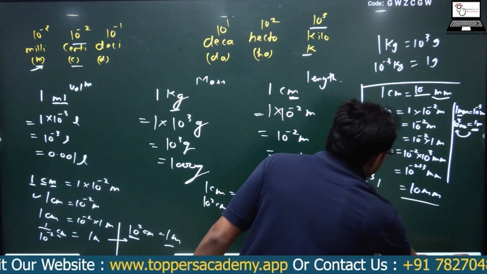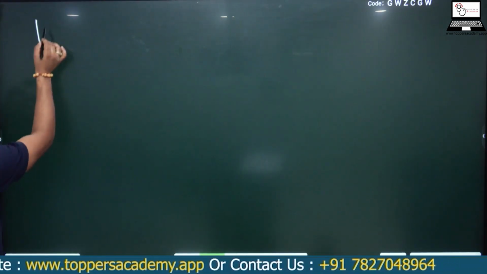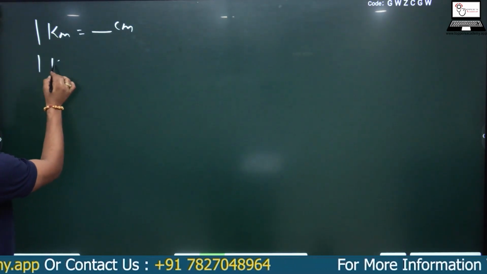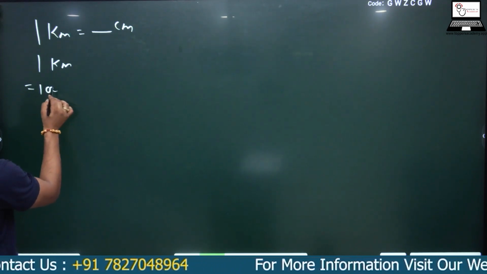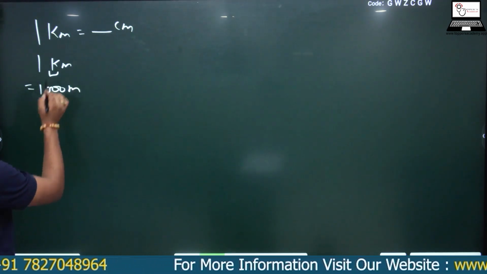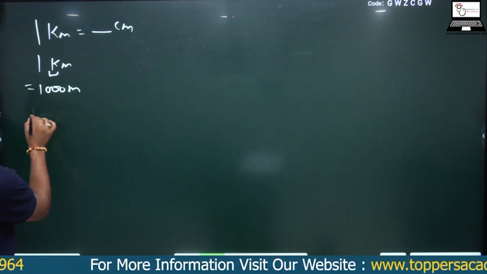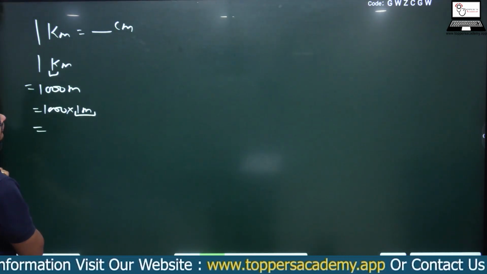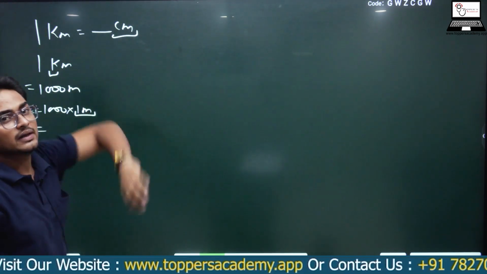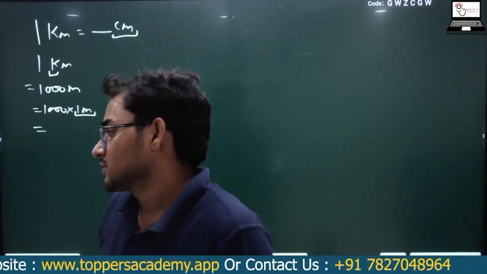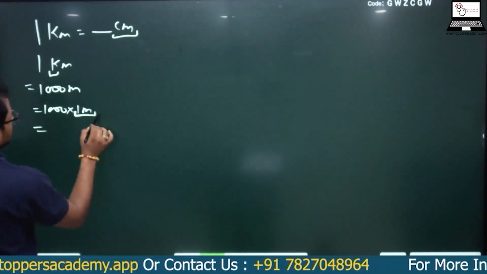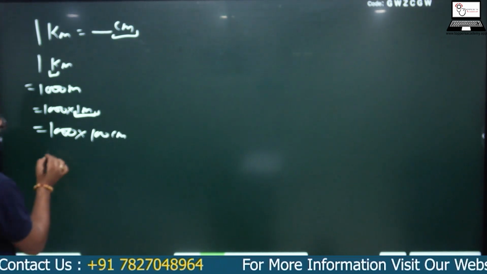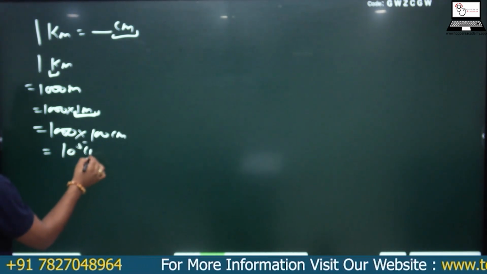So you can solve that 1 kilometer is equal to how many centimeters? What you will do? In place of 1 kilometer, you will write first of all 1000 meter, because you know the meaning of kilo is equal to 10 to power 3. Now I will put the value of 1 meter in terms of centimeter, because I need the answer in terms of centimeter now. So in place of 1 meter, I am going to write 100 centimeter. So 10 to power 3, 10 to power 2, 10 to power 5 centimeter.